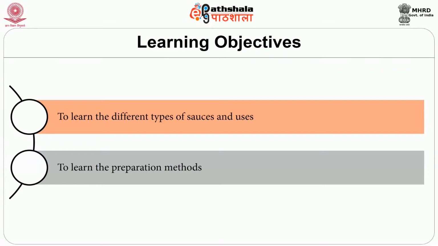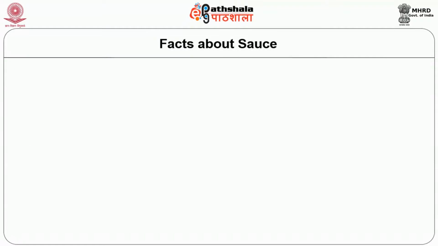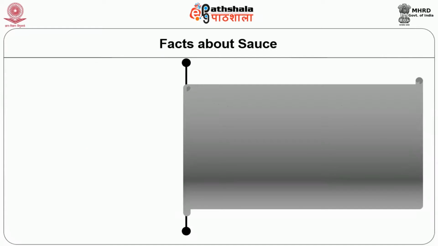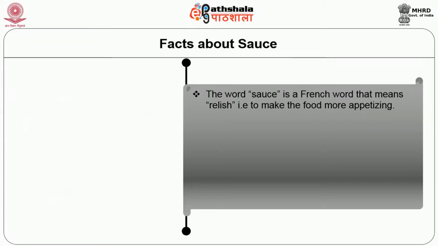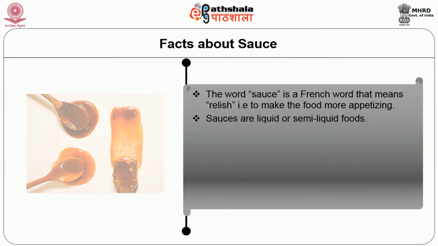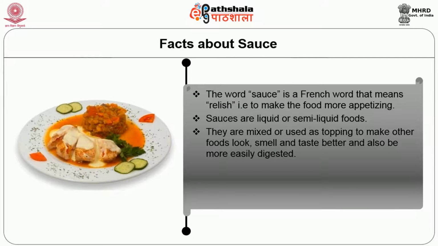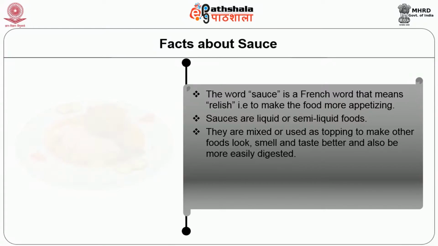The key objectives of this lesson are to learn the different types of sauces and their uses, and to learn the preparation methods. Let us see the origin of the word sauce and how and where they are used. The word sauce is a French word that means relish, that is, to make the food more appetizing. Sauces are liquid or semi-solid foods. They are mixed or used as topping to make other foods look good and smell good and for giving a better taste. And also it is more easily digested.